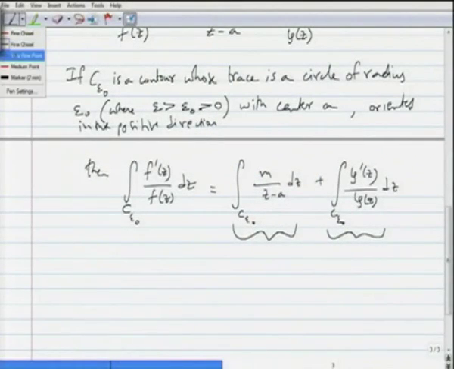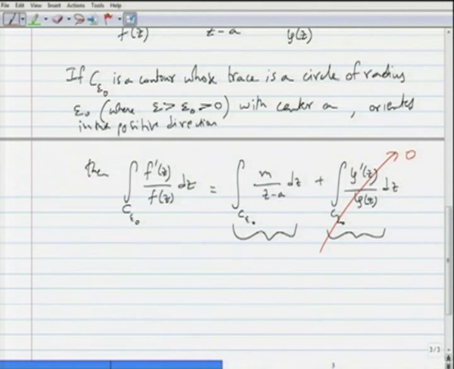Notice phi of z is never 0 on B a epsilon. So, in particular, it is non-zero on and inside this contour C epsilon naught. And also phi prime is analytic, since phi is analytic. So, phi prime by phi is analytic on and inside C epsilon naught. So, the second integral vanishes. So, this is 0, and then what we have is the integral on C epsilon naught of f prime of z by f of z dz, or more tersely, if I divide this by 2 pi i, what I get on the right hand side is simply m.